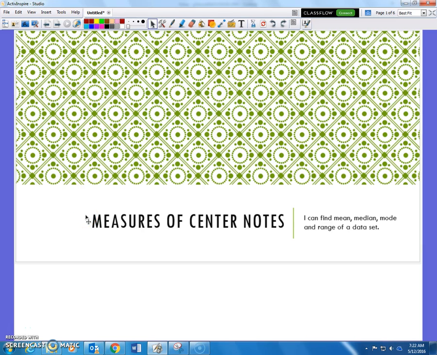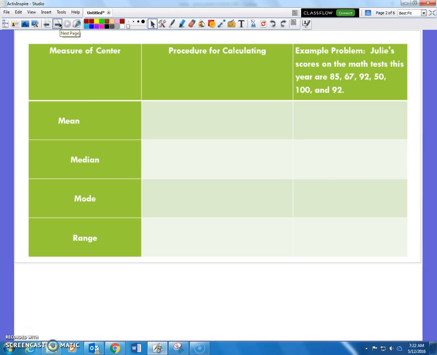Alright, this is Mr. Gillum, and today we're going to look at the measures of center, mean, median, and mode, and then also we're going to talk about the range. Alright, so the measures of center are these three guys. Mean, median, mode. They all start with M. They're the measures of center. Okay, the range is not considered one of the measures of center.